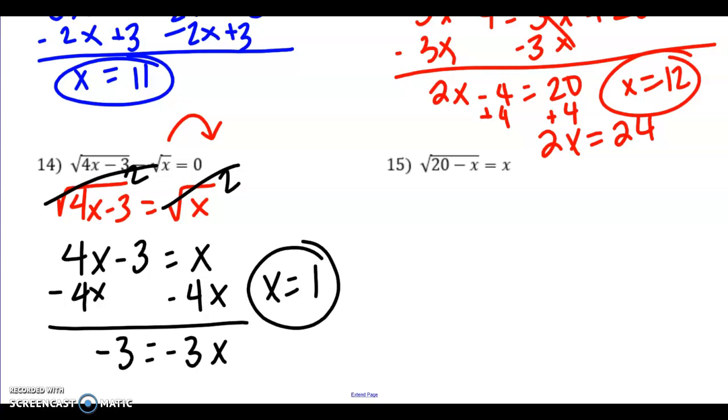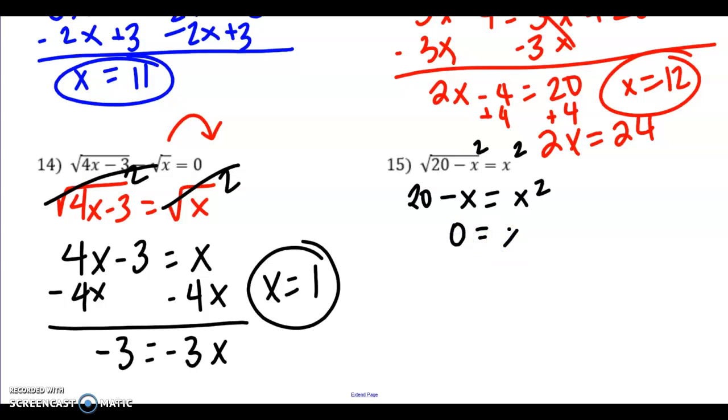All right, so this one doesn't have a square root on both sides, so I do still need to square both sides. Ooh, this one's going to be tricky. I'm going to end up with 20 minus x equals x squared. Oh no, can't combine them. Well, I'm going to move them all over to one side of the equal sign.